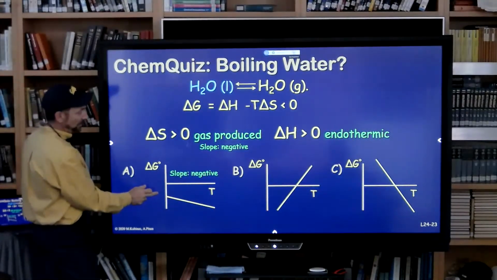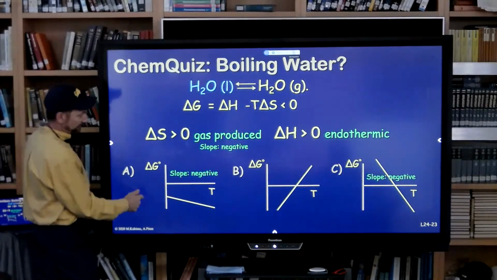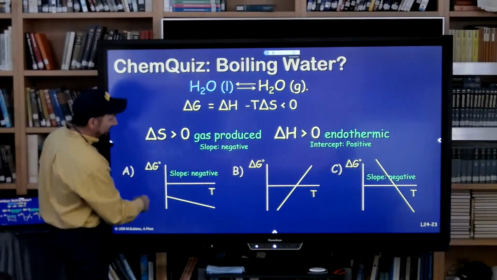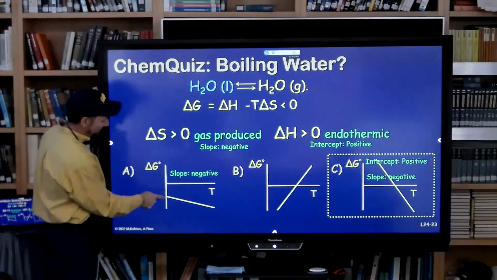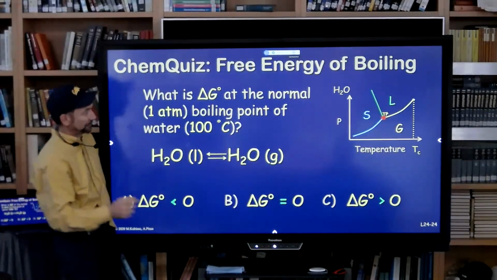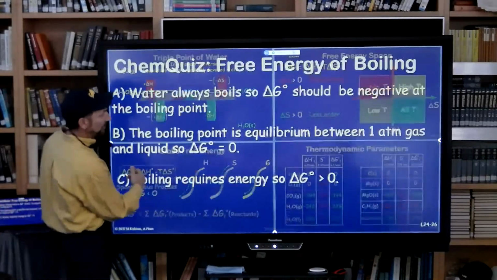So this has a negative slope. That has a negative slope, but that has a positive intercept, and this has a negative intercept. So C is what we were looking at there.